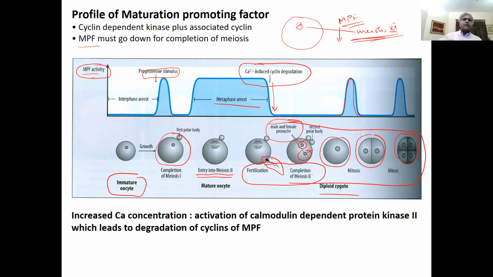So how does calcium act? An increased concentration of calcium ions leads to activation of calmodulin-dependent protein kinase 2. It's also called CaM kinase 2. And that is what leads to degradation of MPF here.